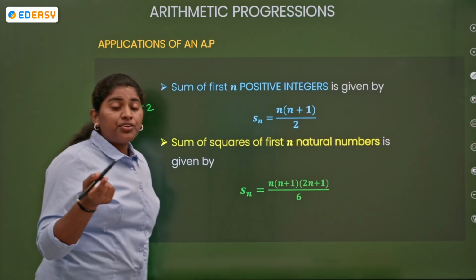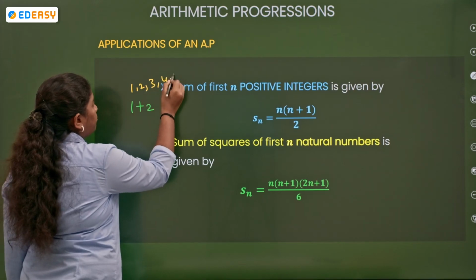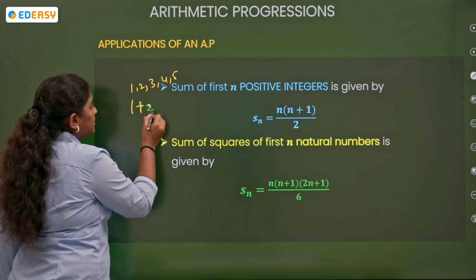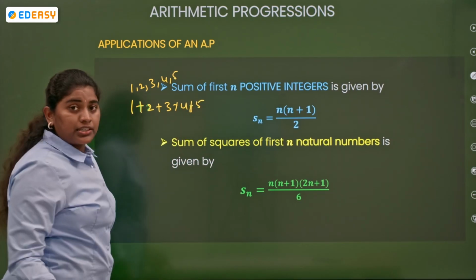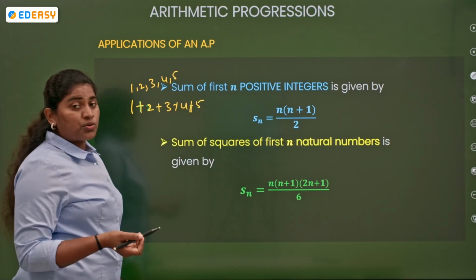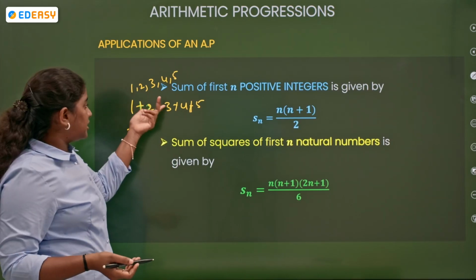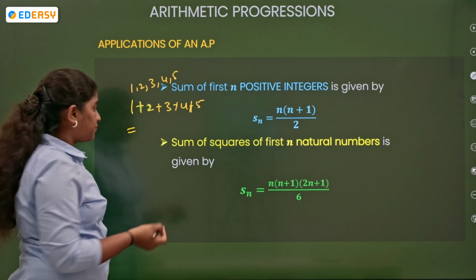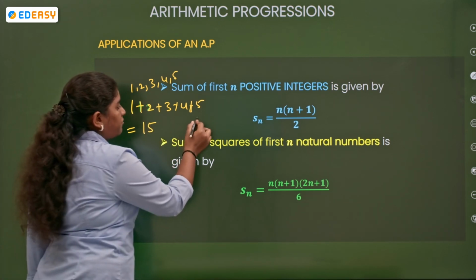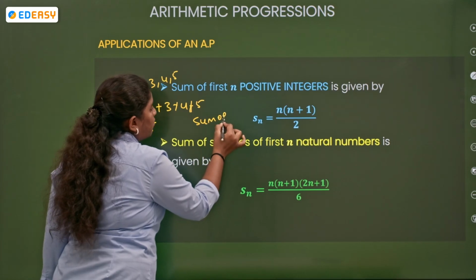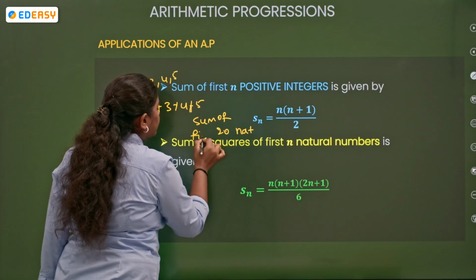So what are your first 5 natural numbers? That is 1, 2, 3, 4, 5. Now 1 plus 2 plus 3 plus 4 plus 5. Clear? So what will be the sum? Sum means we will do addition very easily. 1 plus 2, 3, 3 plus 3, 6, 6 plus 4, 10, 10 plus 5, 15. Now, what if we are talking about the sum of 20 natural numbers? That too, the first 20 natural numbers.